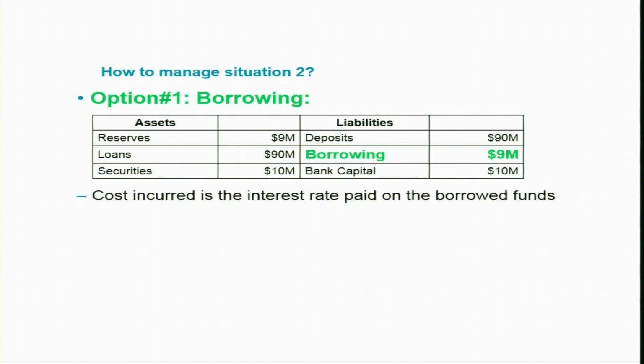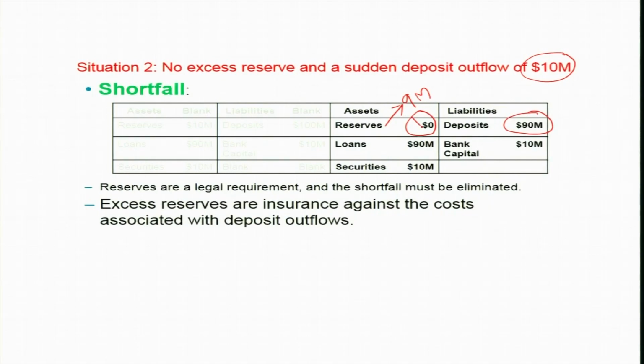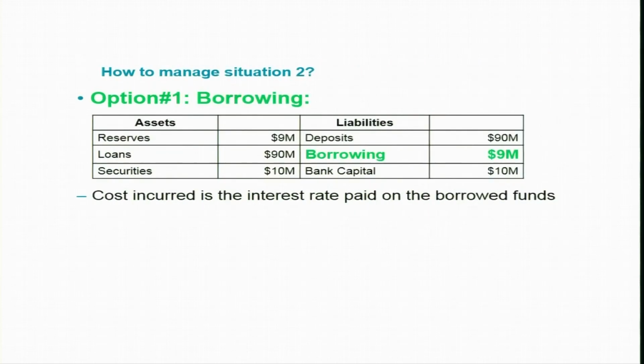So how to manage this situation? The bank has to keep 9 million, because the previous scenario, this 0, is not acceptable. They have to keep 10%, that is the 9 million. In order to do that, one option is that the bank will be borrowing. The bank will borrow from other banks or borrow from the central bank itself. That is one option. So what are the costs involved?